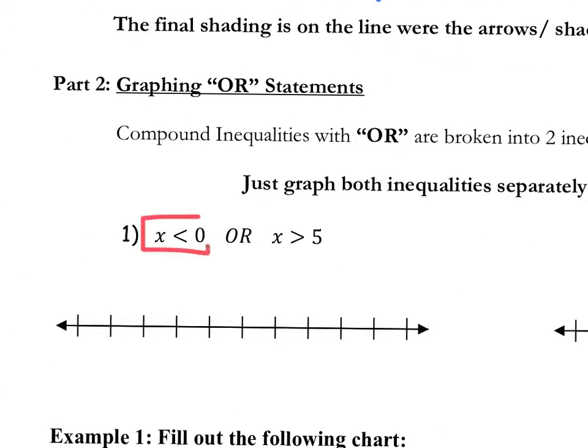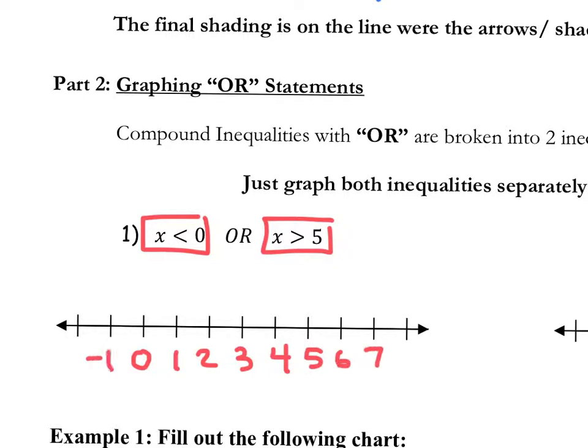I have both of these, so I'm going to plot 0 and 5. So I have to look at both of my numbers and decide which one's bigger, which one's smaller. 0 is clearly smaller than 5, so 0, 1, 2, 3, 4, and 5. I'm making my number line. And I'm first going to plot x as less than 0. So I'm going to do an open circle on 0.